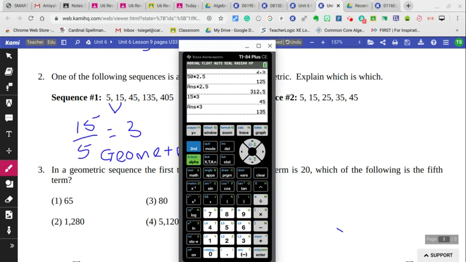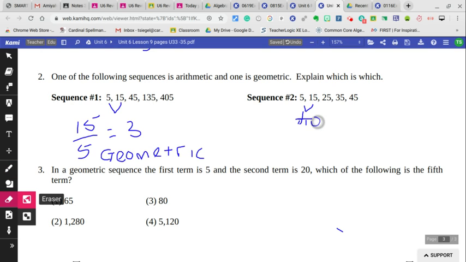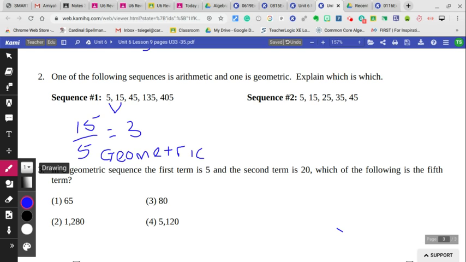All right. So of course this one's going to be the arithmetic, right? And this is plus 10. I gotta erase that because all of you don't like my sloppy handwriting. All right, so this is plus 10. This is plus 10. So this is arithmetic because it's adding.